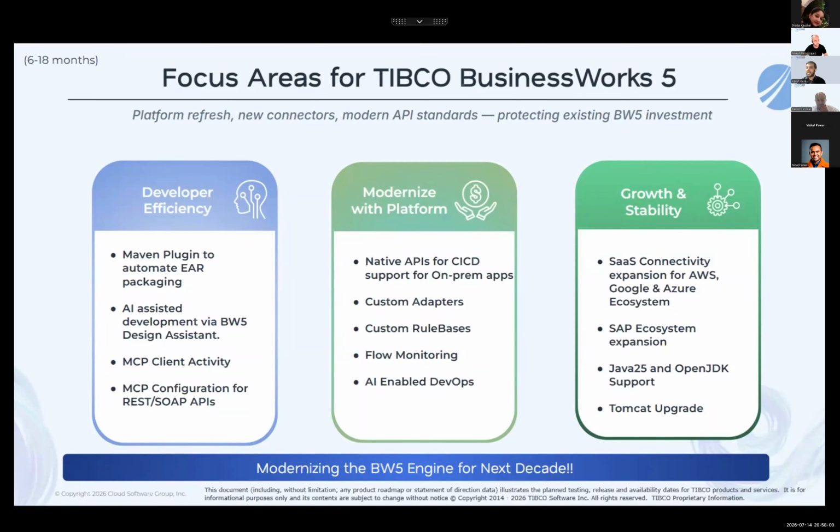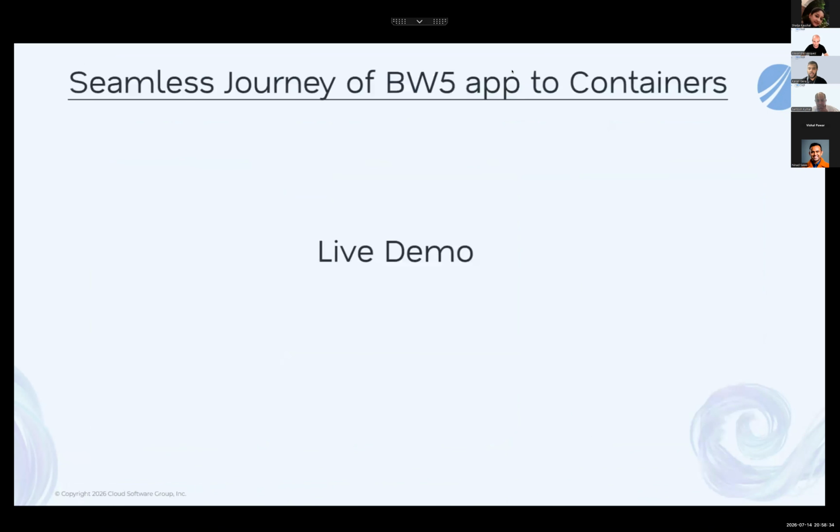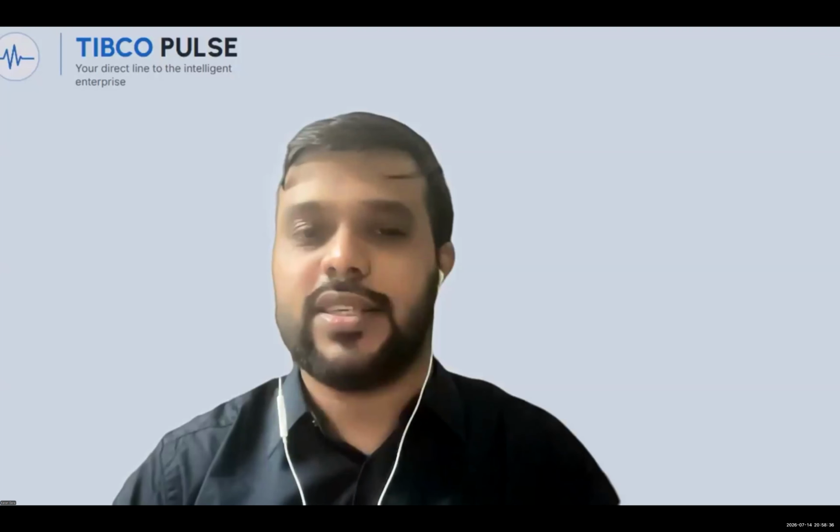More on the expansion side, we are expanding the connectivity of BW5, more plugins on AWS, Google, Azure ecosystem, SAP ecosystem. We are upgrading the Java version to Java 25, also adding support for OpenJDK, adding more to its flexibility, and also upgrading Tomcat as well. With all of these roadmap items, we are making sure that we are modernizing the BW5 engine for the next decade or so. And there is definitely a lot more to come, which we will continuously keep you updated as well. With that, I'll pass it on to Alex.